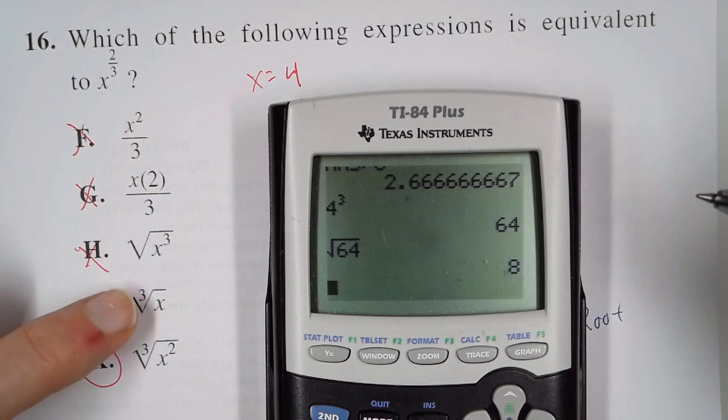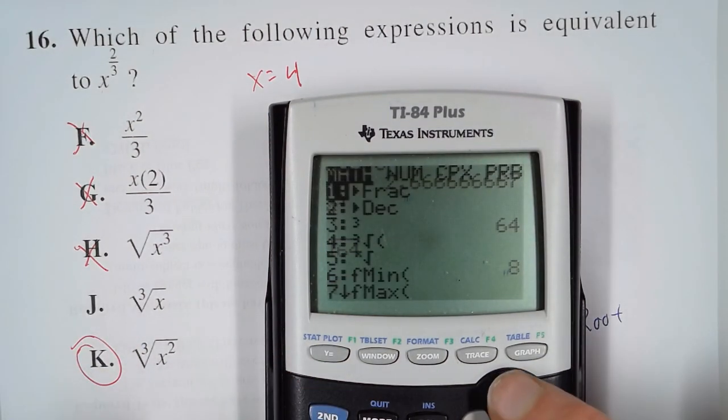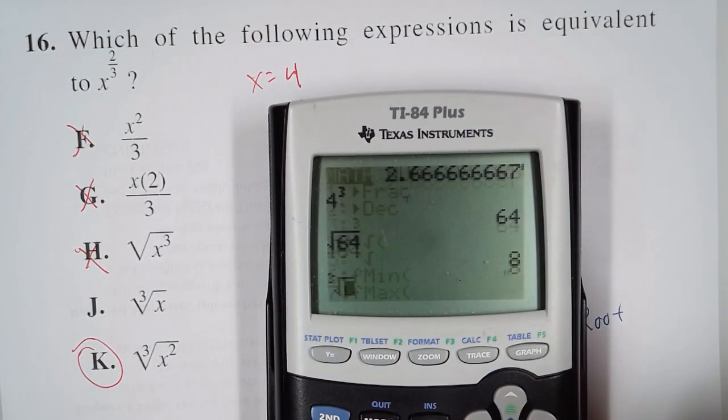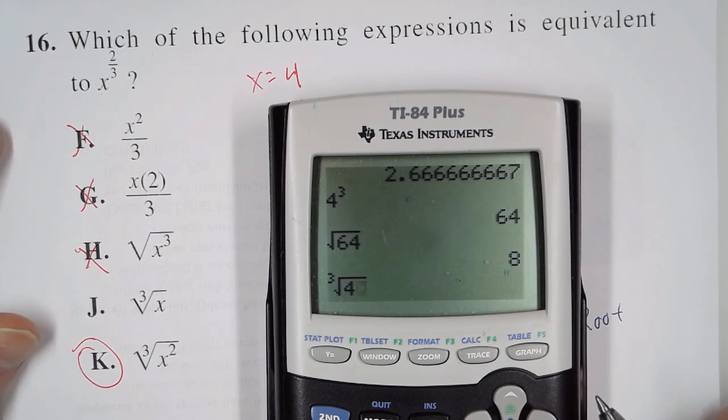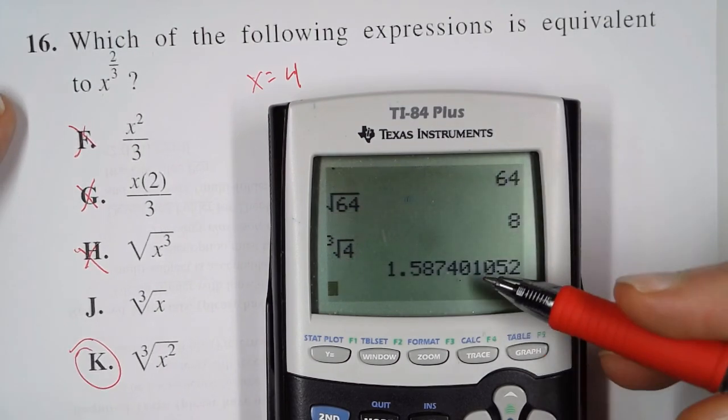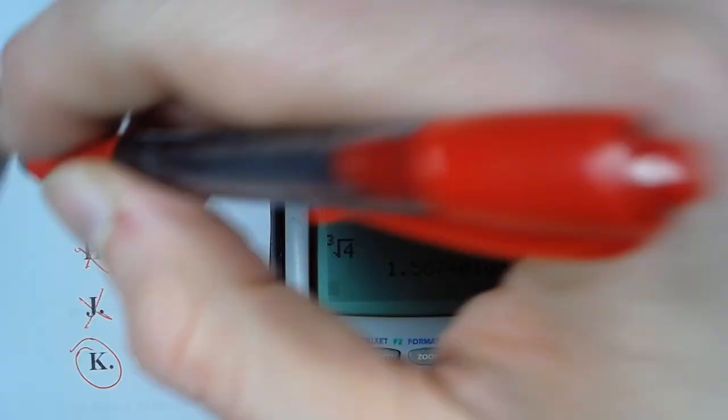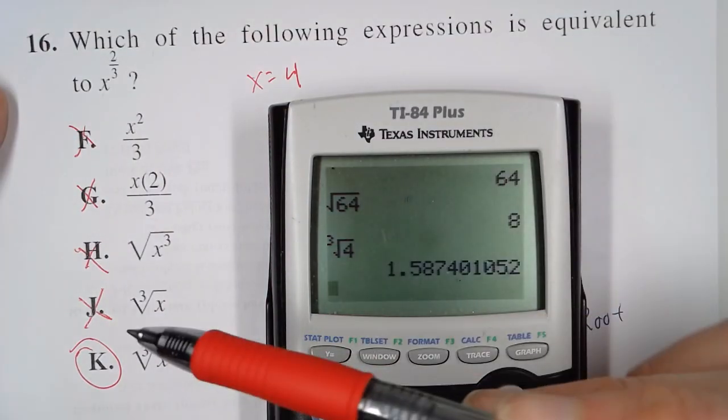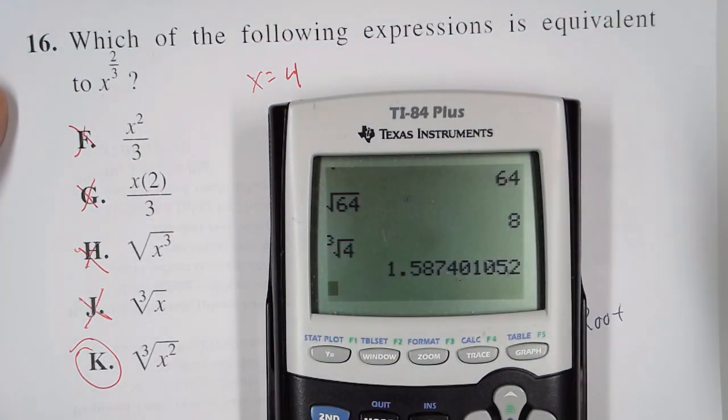And here we have the cube root of x. Now, most calculators have a cube root command put in there. So cube root of 4 is 1.587, and that does not work either. So by process of elimination, that brings us down and leaves us with just K.